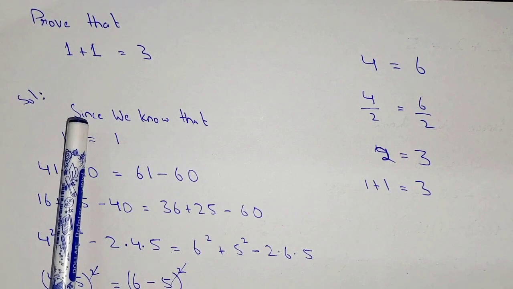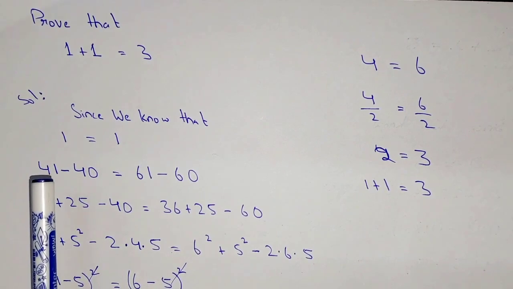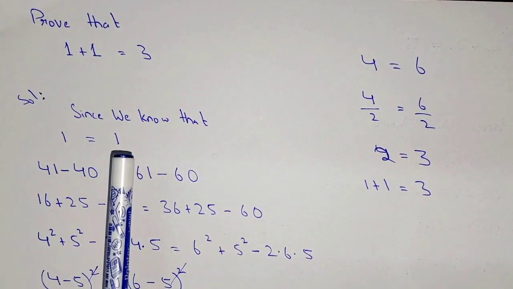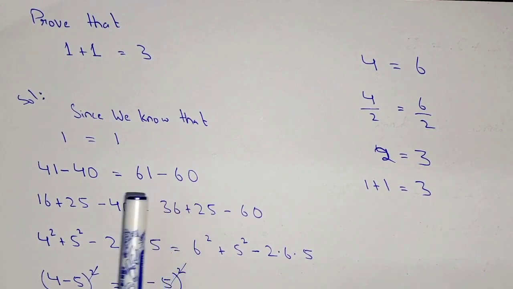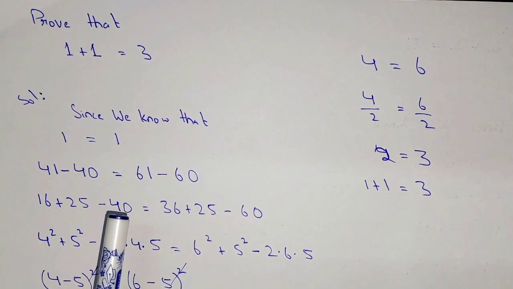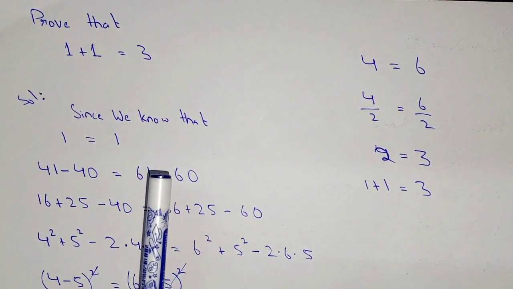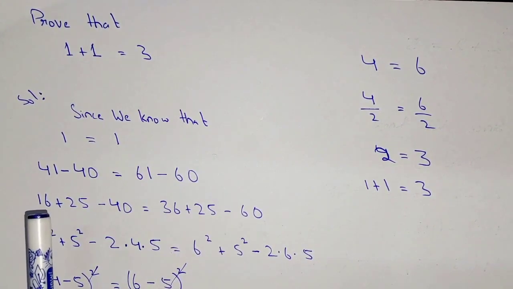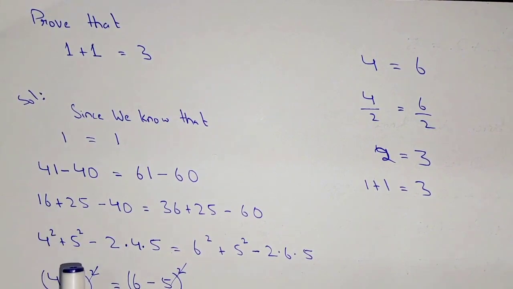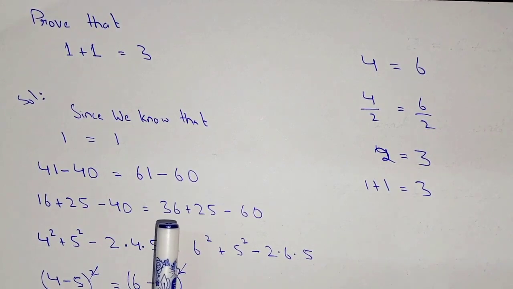So here we have, since we know that 1 is equal to 1, 1 can be written as 41 minus 40, and 1 can also be written as 61 minus 60. So 41 can be written as 16 plus 25 minus 40, and 61 can be written as 36 plus 25 minus 60. We are writing 4 square instead of 16 and 5 square instead of 25, and we are rewriting minus 40 as minus 2 into 4 into 5, and the same we are doing over here.